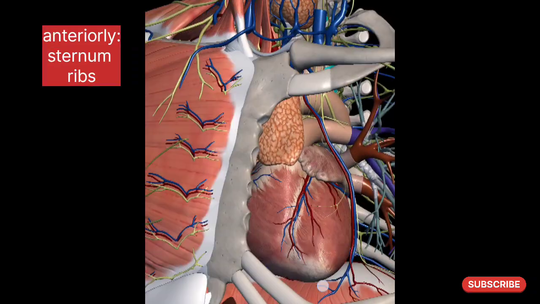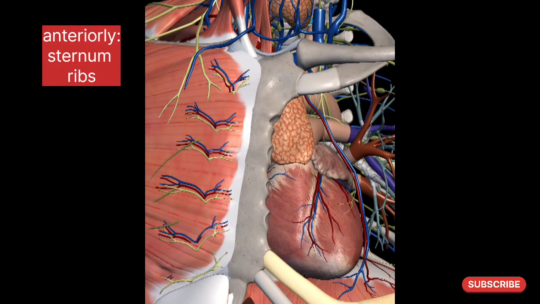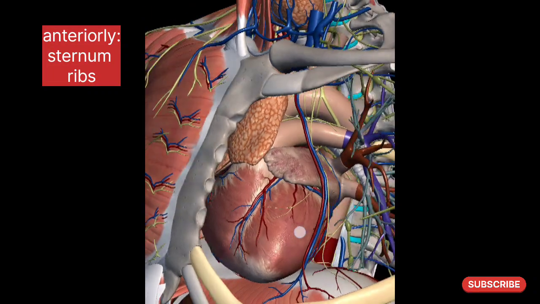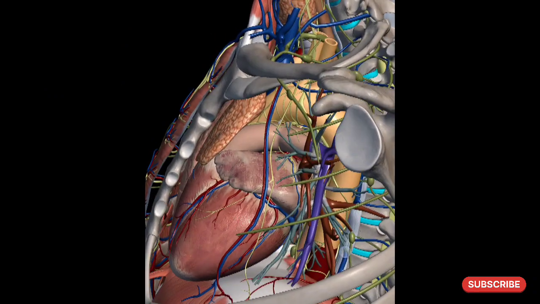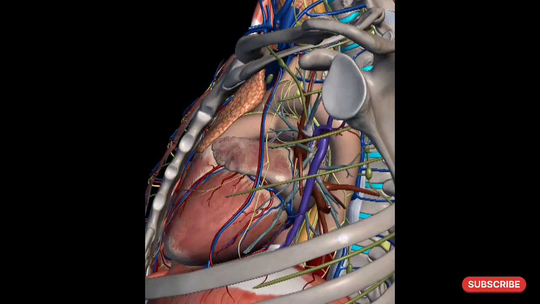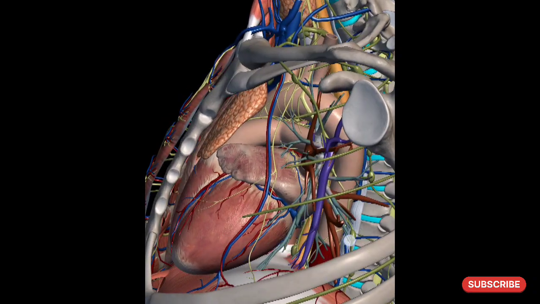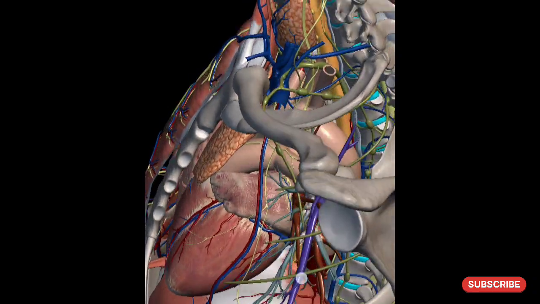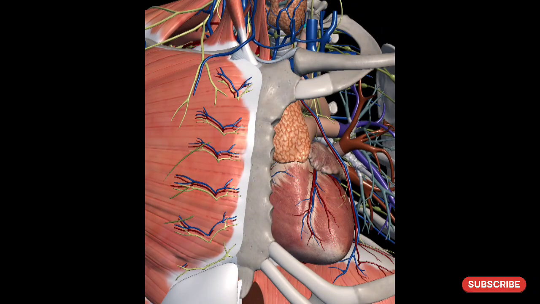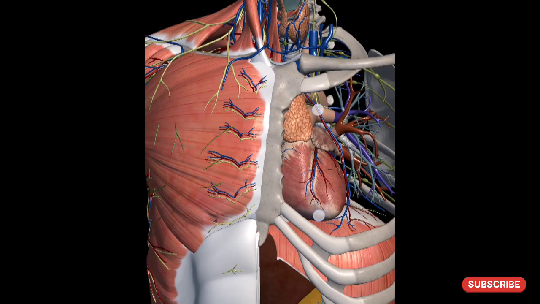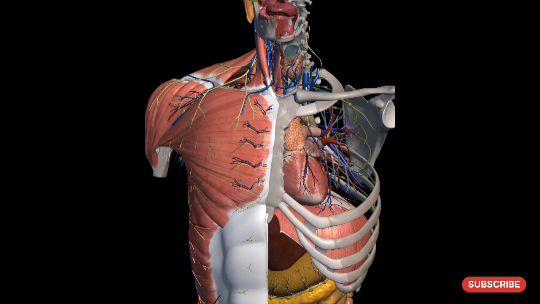On the anterior surface, the heart is related to the sternum, the ribs and the costal margins. On the posterior surface, the heart is related to the aorta and the esophagus. Here you can see the heart is related to the esophagus, aorta and the bronchus, which are not visible over here. On lateral surfaces, the heart is related to both lungs. So let's discuss the anatomy of the heart.